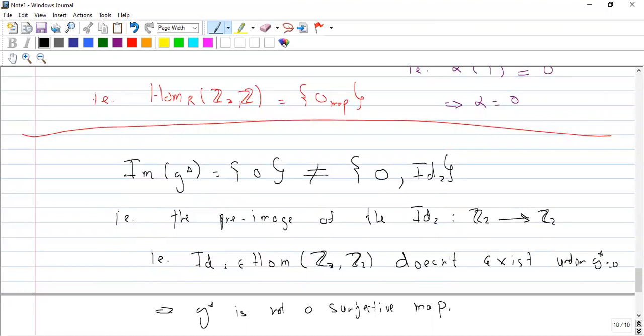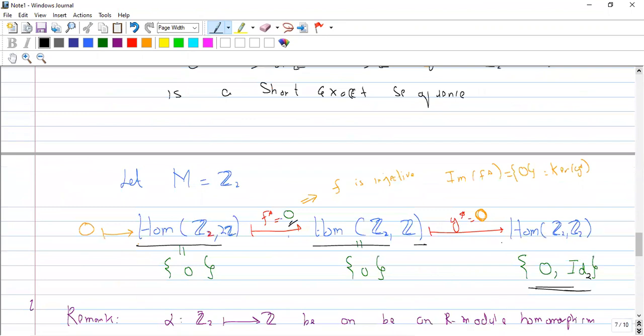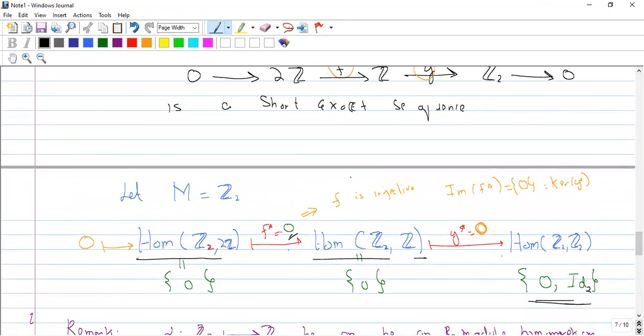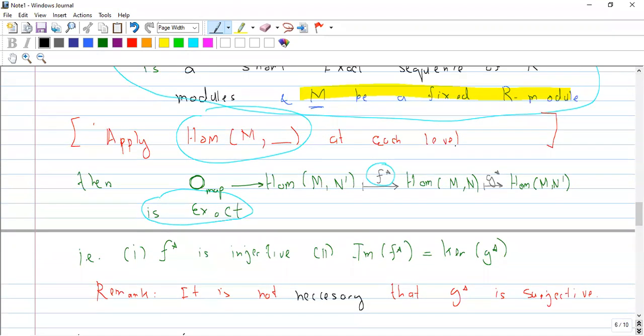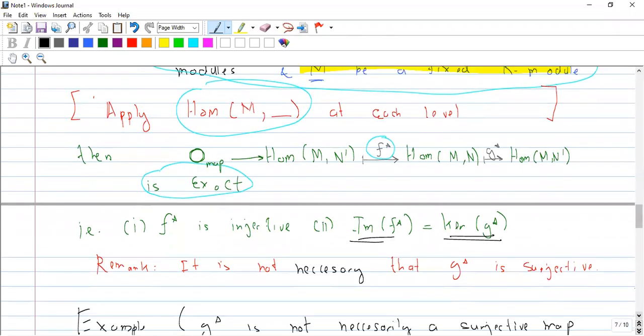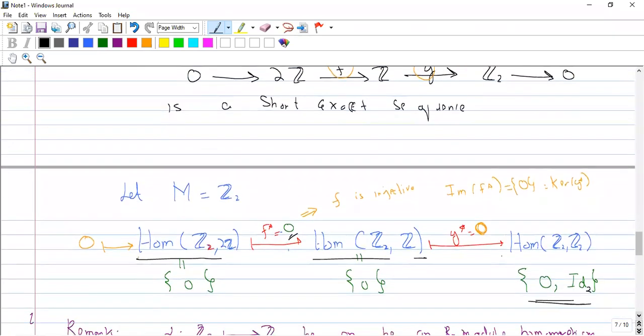Okay, so this example shows you, although मैंने इस थ्योरम का प्रूफ नहीं करवाया, इस थ्योरम का एक प्रॉपर प्रूफ अवेलेबल है, अगर कुछ टाइम मिला तो मैं आप लोग को इसको रिकॉर्ड करके भेज दूंगा. That after applying home, we can prove that this F star is always injective, and also this condition holds that image of F star, it is equal to kernel of G star, but it is not necessary that G star is surjective. तो इस एग्जाम्पल से मैंने ये शो कर दिया कि G स्टार का सब्जेक्टिव होना जरूरी नहीं है.